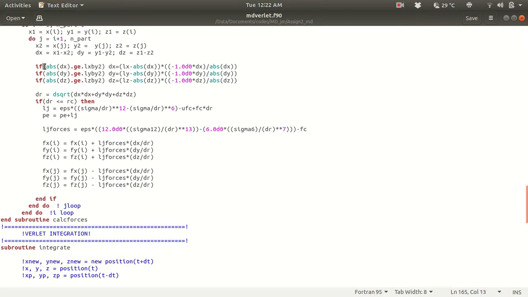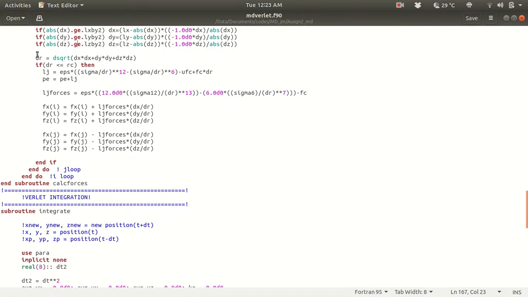So whenever the absolute dx is greater than lx by 2, then dx is basically lx minus absolute of dx, and this is the unit vector along this dx, so that will give the minimum image condition. Similarly along the y direction and along the z direction I have applied that, and I have defined dr to be root of dx square plus dy square plus dz square, and whenever dr is less than or equal to rc, we will be calculating the force, otherwise we will not, because we have defined the cutoff already, which is 2.5 sigma. So rc is 2.5 sigma.